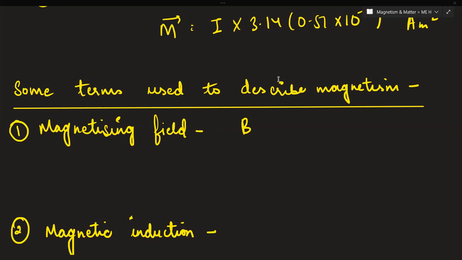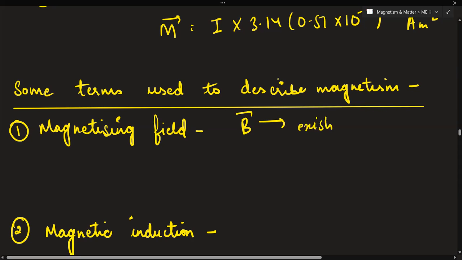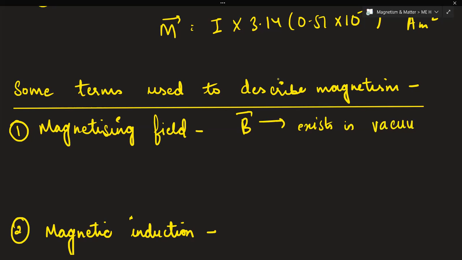Fine. Now, the magnetizing field is basically the magnetic field that exists in vacuum. This induces magnetism as well. All these terms have just slight differences between them. So the magnetizing field, the magnetic field that exists in vacuum, induces magnetism. For example, you can consider a toroid or a solenoid carrying current I, which is placed in vacuum.